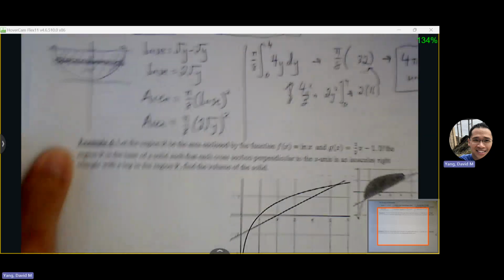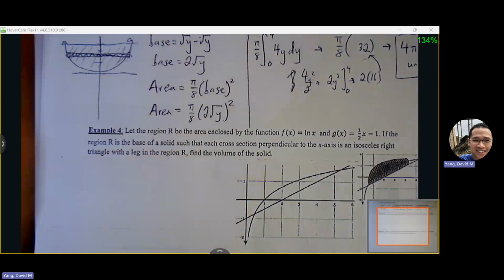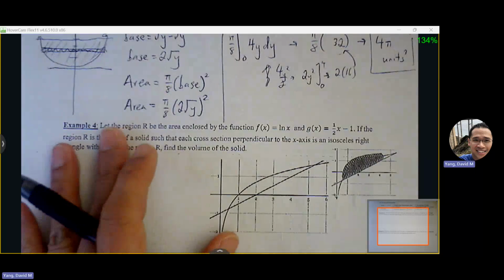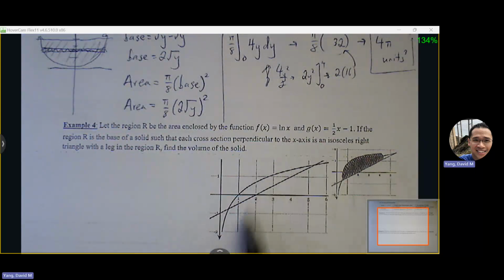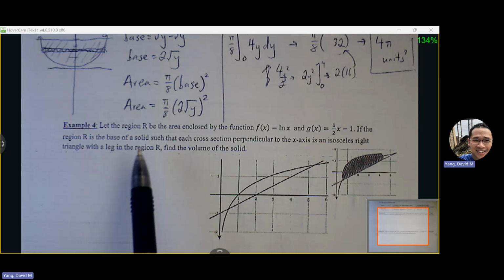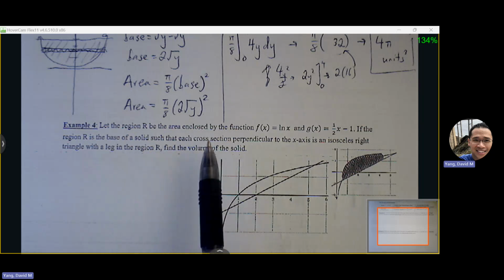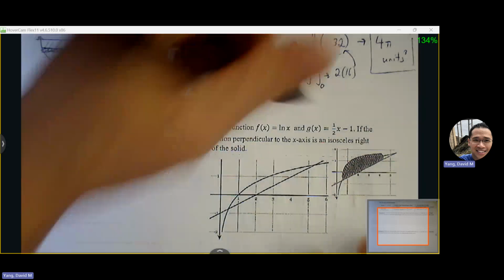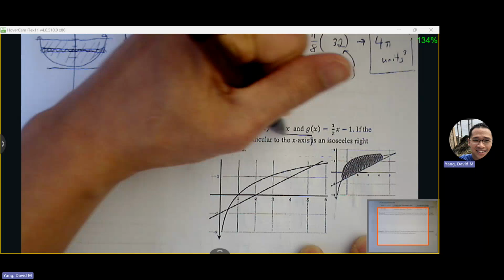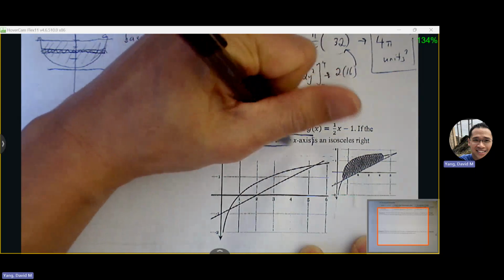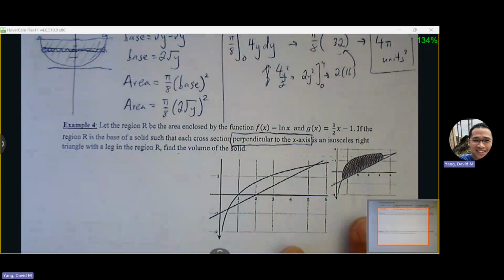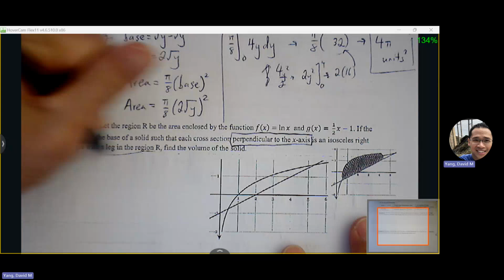Okay, example 4. Let region R be the area enclosed by the function y equals natural log of x. That's the curve you see here. And y equals 1/2 x minus 1. That's the linear graph here. If R is the region of the base of a solid, and each cross section is perpendicular to the x-axis. So here you're told which direction to draw your base length. We have an isosceles right triangle with a leg on the base.